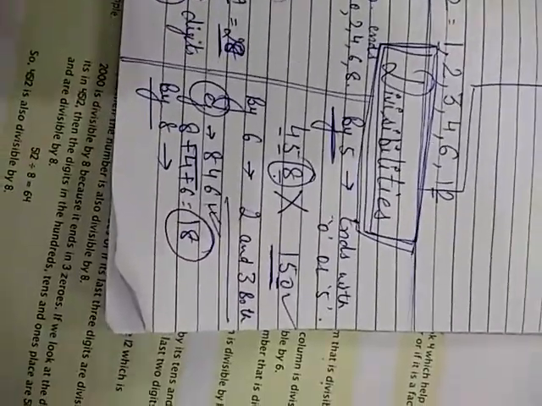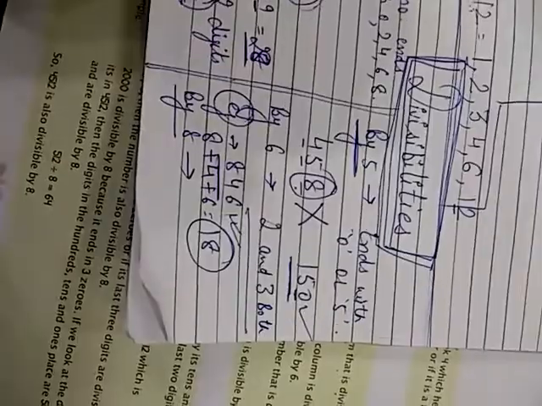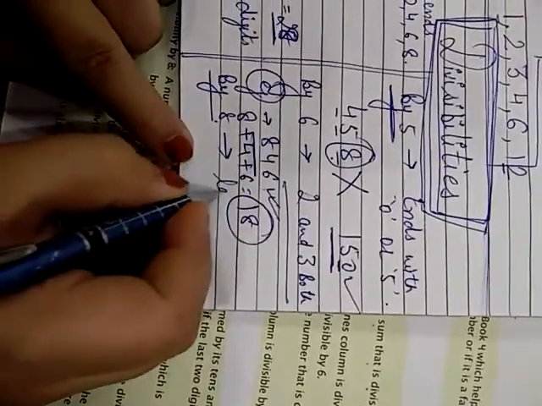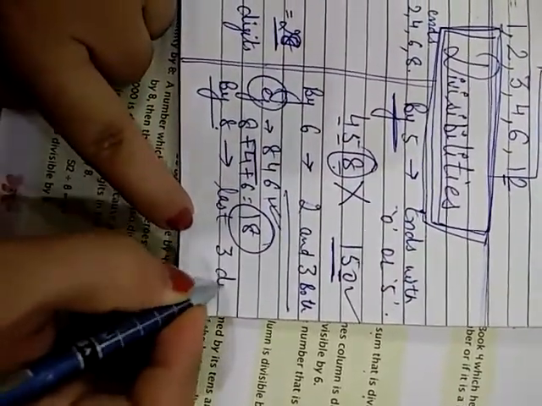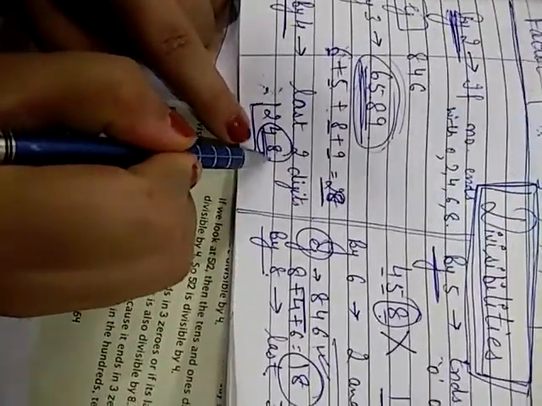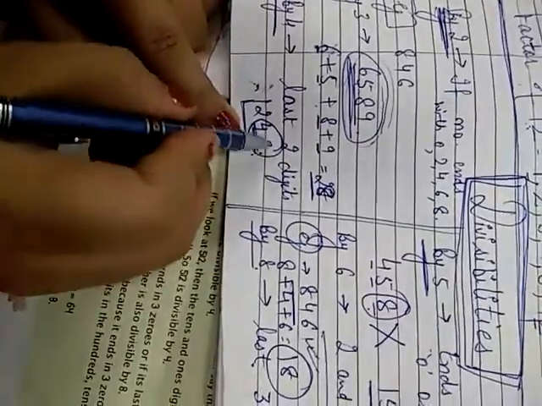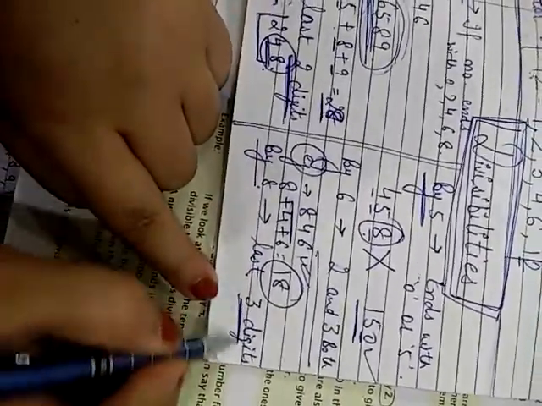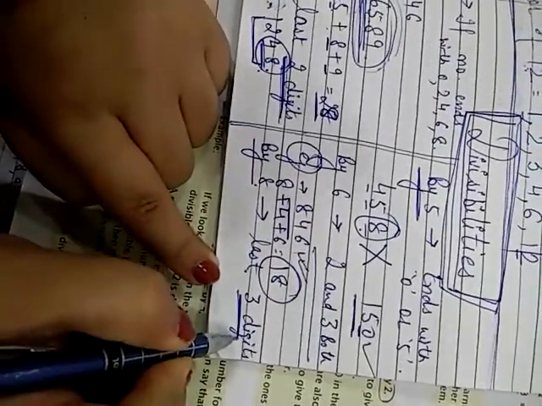Next is divisibility of 8. Now you must be thinking, ma'am, I have not done divisibility of 7. So we'll do divisibility of 7 later on. Clear? So, divisibility of 8. To check the divisibility of 8, we'll check the last 3 digits. It is almost similar to divisibility of 4. In divisibility of 4, we checked the last 2 digits, but here we will check the last 3 digits.